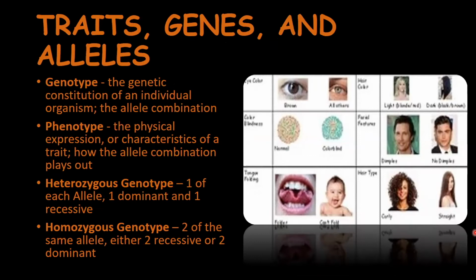Phenotype is the physical expression or characteristics of a trait. So how that trait actually plays out. Going back to alleles, so there's a heterozygous genotype. And so as we mentioned before, there's more than one type of allele. With Mendelian traits, the allele can either be dominant or recessive. And in your heterozygous genotype, you have one of each. For the homozygous genotype, you have two of the same. So you either have two dominant or two recessive.